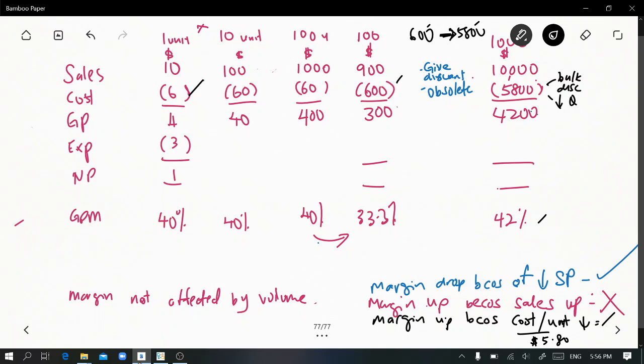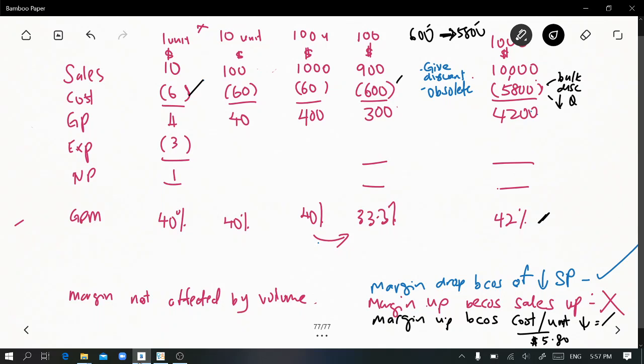Okay, now we have a conclusion here. Margin will not be affected by volume. You sell more, you sell less, it shouldn't affect margin if everything is the same. So margin will go up if the selling price goes up. If the selling price goes down, margin will go down. Cost per unit: if you are able to reduce your cost per unit, it means you're going to achieve more profit per unit, so margin will go up.